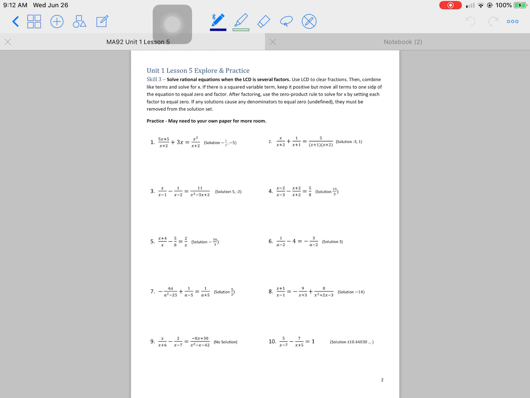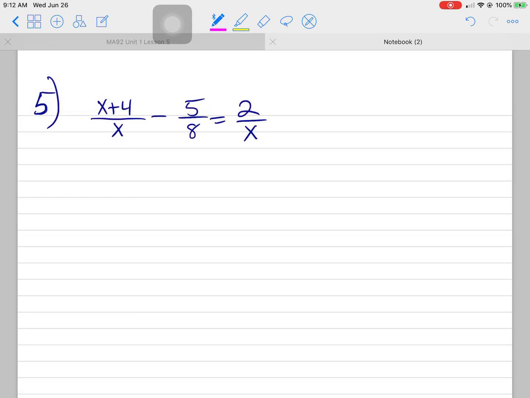All right, Unit 1, Lesson 5 continued on the second page. I believe we're on number 5 now. I'm doing them on this other paper so you can see a little better. Remember, the process is to discover the LCD. So the first step is the LCD. The LCD for this one, all you have is x and an 8. So that's the LCD. Every term in the problem needs to be multiplied by the LCD.